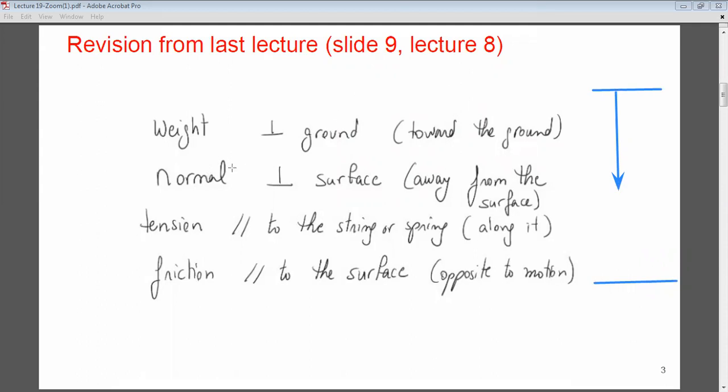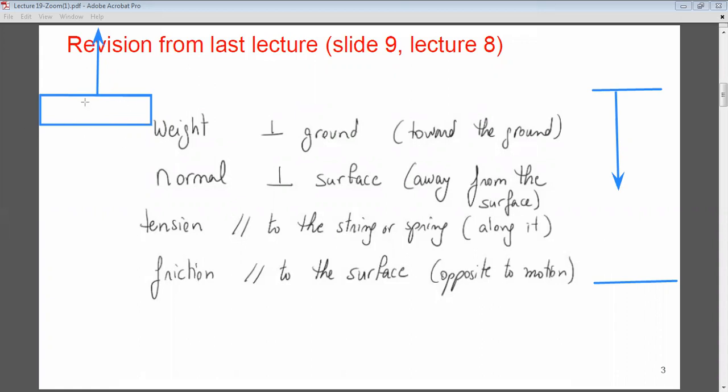Now, the weight is always toward the ground, okay? So it pulls toward the ground. Normal is perpendicular to a surface. So if there is a surface, let's say here there is a surface, then the normal is perpendicular to the surface. Let's assume that the surface is a table. So the normal is perpendicular to the surface and away from the surface. So it pushes away from the surface. Okay, it doesn't attract it.